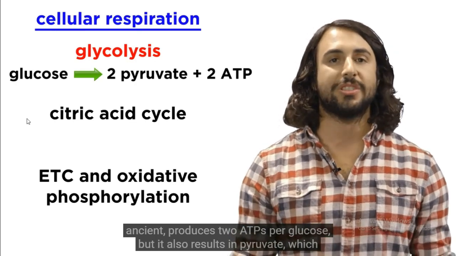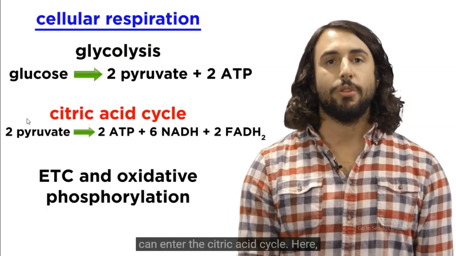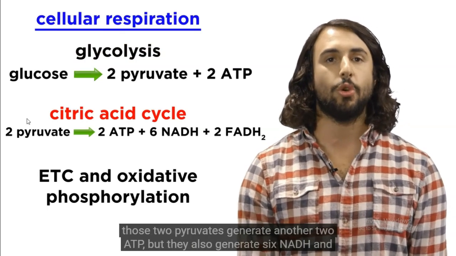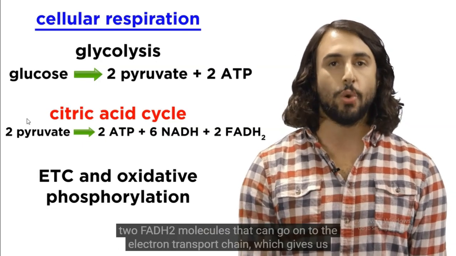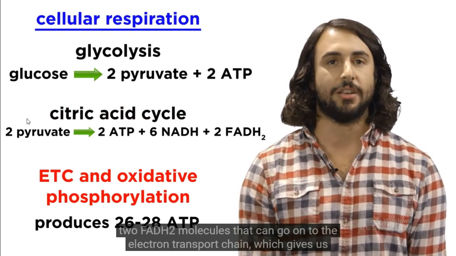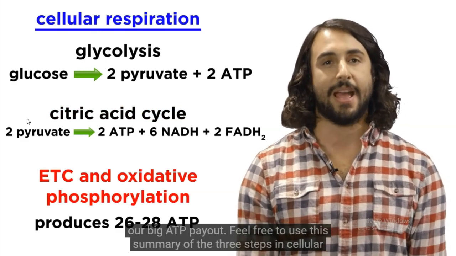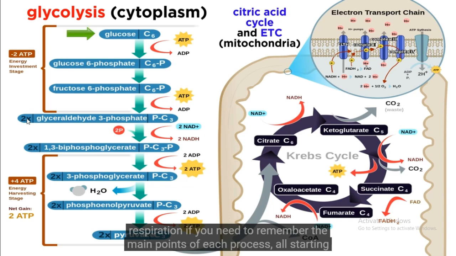But it also results in pyruvate, which can enter the citric acid cycle. Here, those 2 pyruvates generate another 2 ATP, but they also generate 6 NADH and 2 FADH2 molecules that can go on to the electron transport chain, which gives us our big ATP payout. Feel free to use this summary of the 3 steps in cellular respiration if you need to remember the main points of each process, all starting with just 1 molecule of glucose.